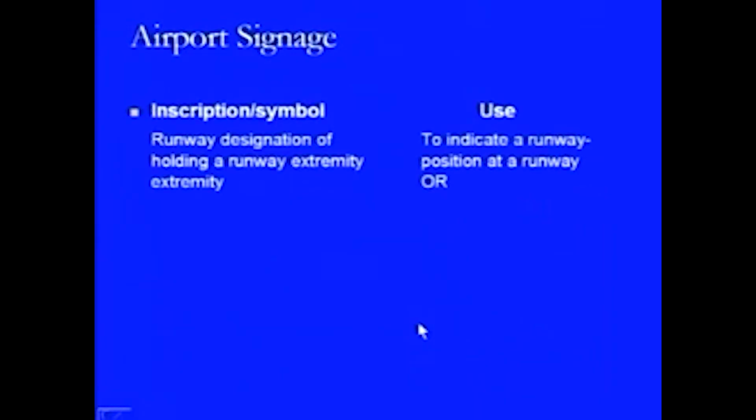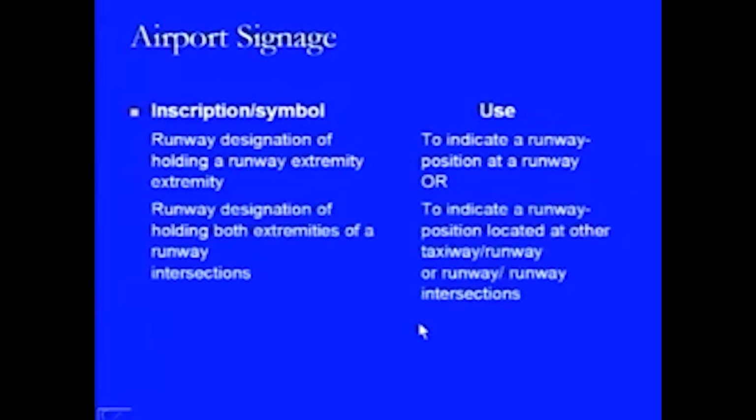Here we have the various symbols and their uses, like in the case of a runway designation of holding a runway extremity, to indicate a runway position or a runway extremity. Or there is a runway designation of holding both extremities of a runway intersection, used to indicate a runway position located at another taxiway or runway intersection. It may be either a runway-taxiway intersection or a runway intersection, and then we use this type of designation of holding.